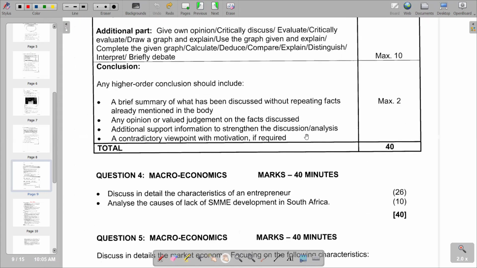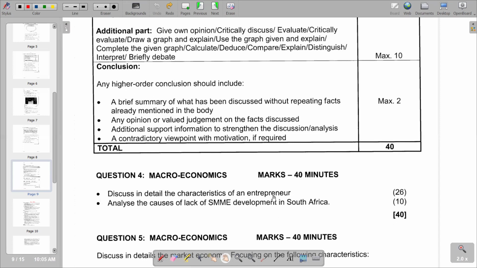So moving on to the first part, question 4 on the essay part, 40 marks. It requires us to spend 40 minutes. Discuss in detail the characteristics of an entrepreneur, with 26 marks, and then analyze the causes of lack of SMME development in South Africa, with 10 marks. So we're going to start with the first part, where we discuss in detail the characteristics of an entrepreneur.